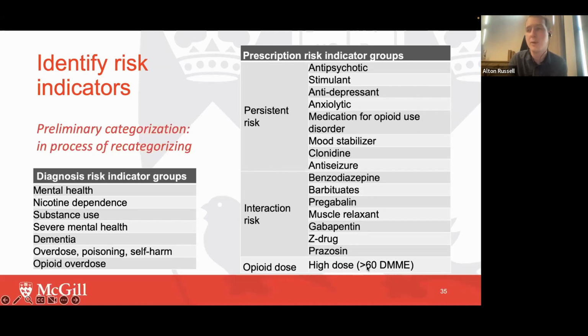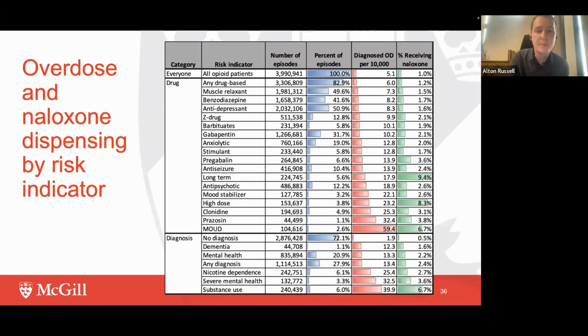Within the opioid research community, people have converted all kinds of opioids other than morphine into the equivalent of a milligram of liquid morphine as a way to have a quantitative measure of the dosage that's comparable. So here I'm showing you the results of the cohort analysis. Out of our almost 4 million patients, overall, we had about 5 diagnosed overdoses per 10,000, and 1% of them received naloxone in the data.